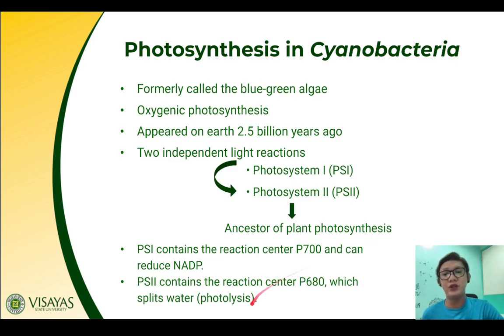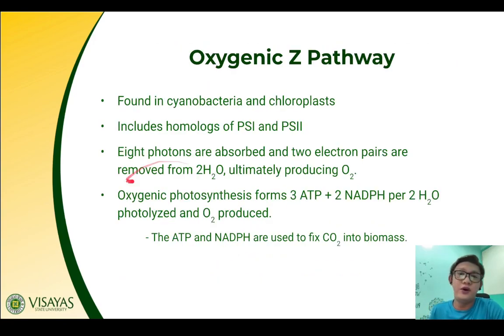The photosystem 1 contains the reaction center P700 that can reduce NADP. Photosystem 2 contains the reaction center P680, which splits the water via the process called photolysis. So they undergo oxygenic Z-pathway of photosynthesis, just like in plant cells. I know you are already familiar with the Z-pathway. So these are found in cyanobacteria and in chloroplasts of plant cells.